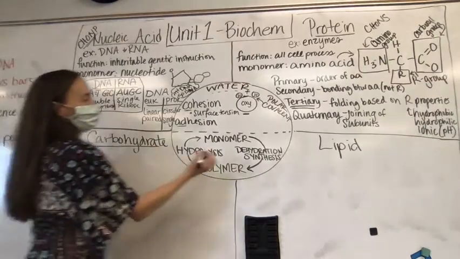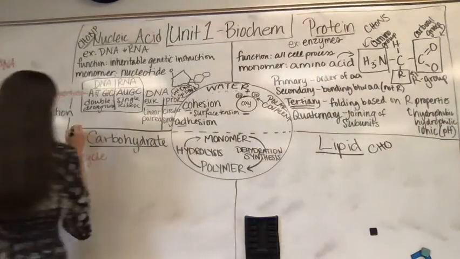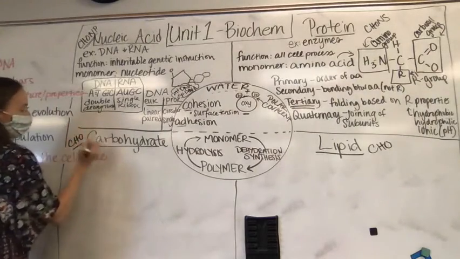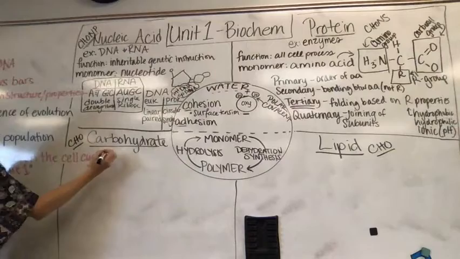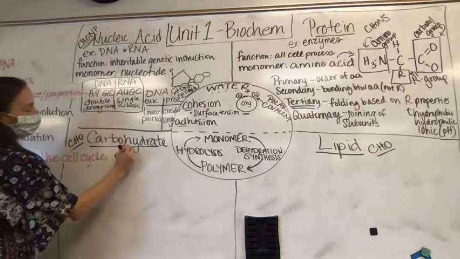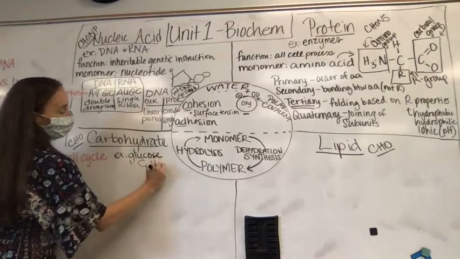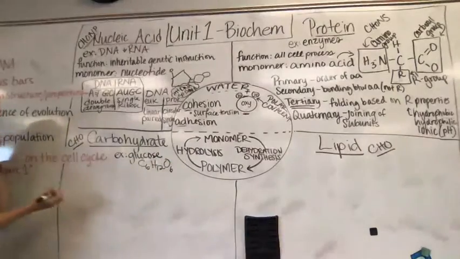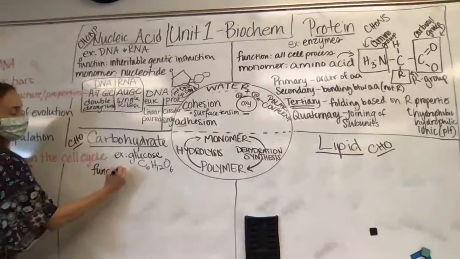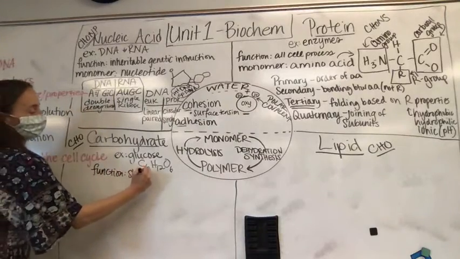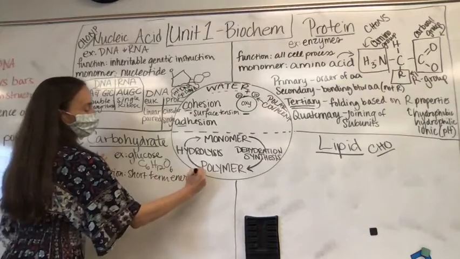All right, let's do these really quick. Both of these are CHO. Really all you need to know of these is on carbohydrates. Example, let's just slap glucose on there because it's the most common one. If you don't know the formula for glucose, there it is, C6H12O6. Function: short-term energy, and structural.